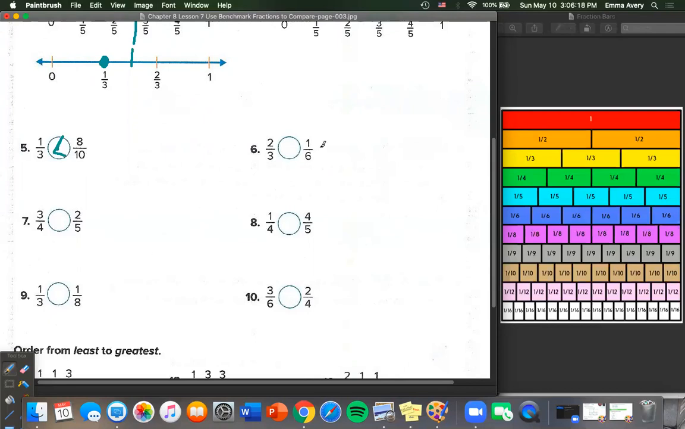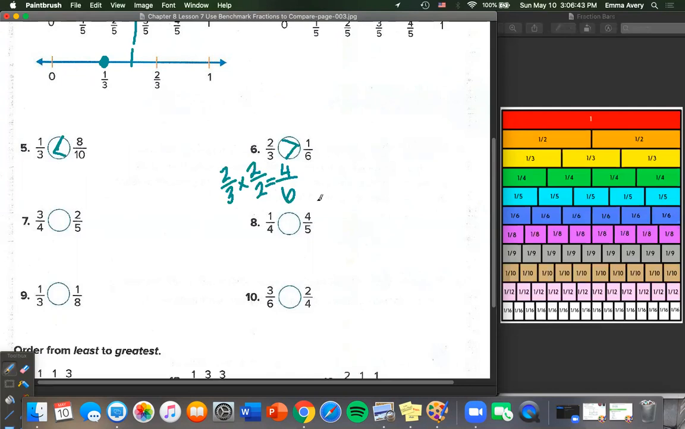Number 6, 2/3 and 1/6. Well, we could even use some math on this one because we know 3 times 2 is 6. So 2/3 times 2 over 2 is 4/6. So which one is bigger? 4/6 is bigger than 1/6.